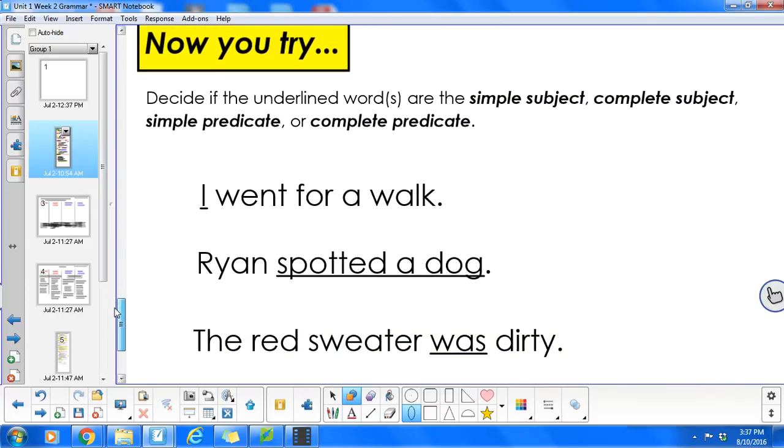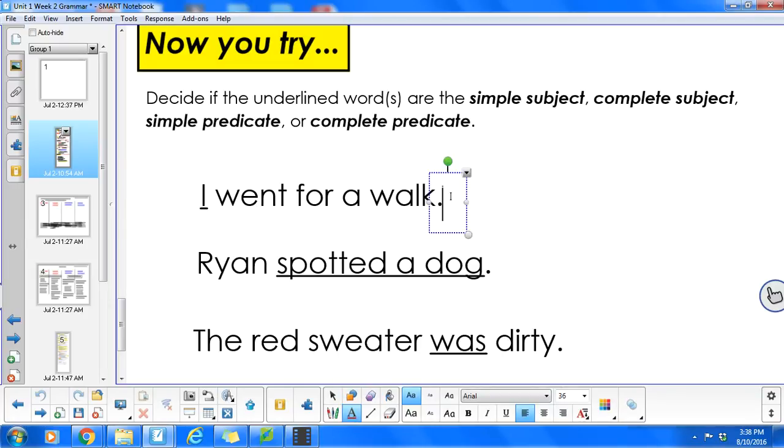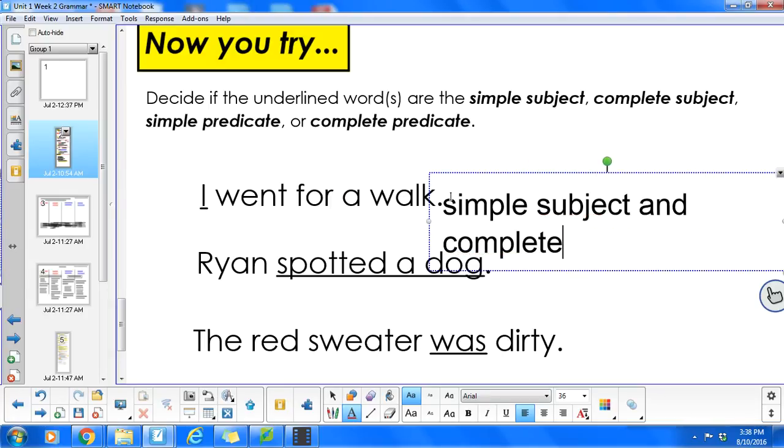So now you try. We have to decide if the underlined words in the sentence are a simple subject, so that's going to be one word that's the exact subject of the sentence, the complete subject, all the words in the subject, like my dog, the simple predicate, the exact verb, or the complete predicate, all the things about the subject. So here we have, I went for a walk. The correct answer here is it's a simple subject and a complete subject.